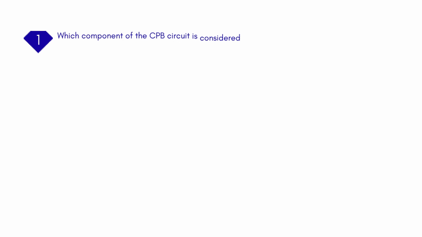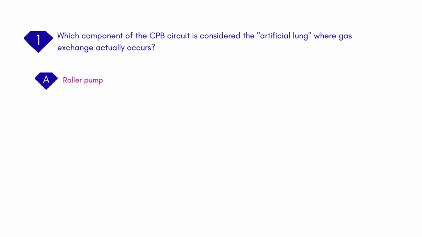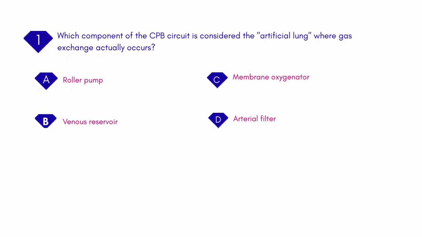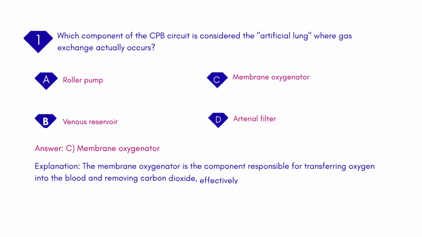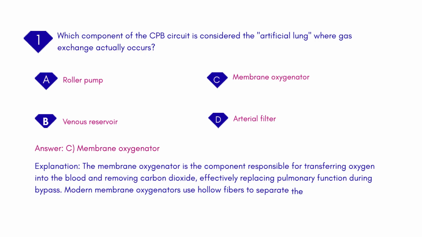Which component of the CPB circuit is considered the artificial lung where gas exchange actually occurs? A. Roller pump. B. Venous reservoir. C. Membrane oxygenator. D. Arterial filter. Answer: C. Membrane oxygenator. Explanation: the membrane oxygenator is the component responsible for transferring oxygen into the blood and removing carbon dioxide, effectively replacing pulmonary function during bypass.